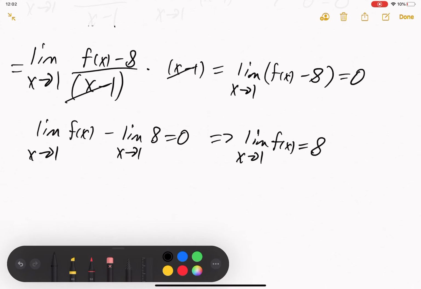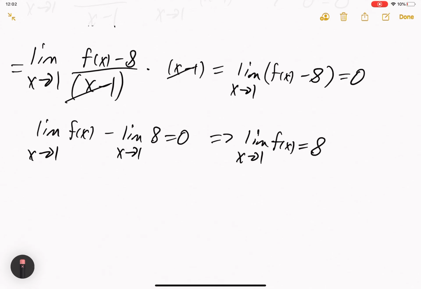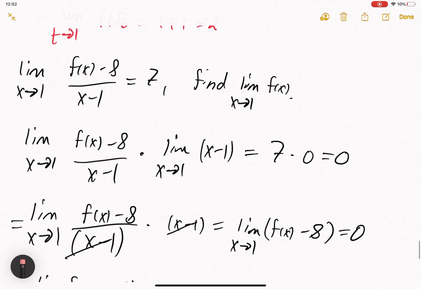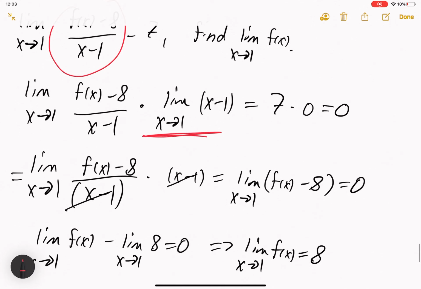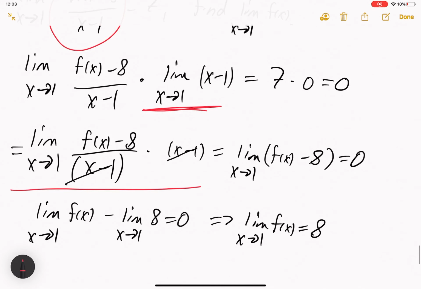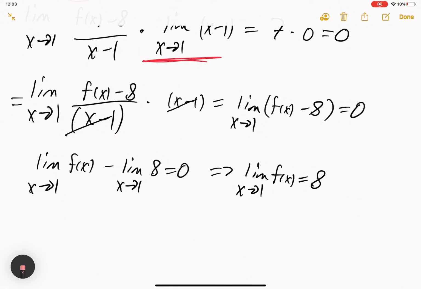Let me just be mindful of what's going on again. Here we had this limit, but we want to get rid of this x - 1 on the bottom. So what we can do is multiply it out. We multiply by the limit as x goes to 1 of x - 1, and we know that this is equal to 7 times 0, which is equal to 0. The reason we multiply by this x - 1 is so we can write it as the limit of the product. When we do the product, the x - 1s cancel, and that just leaves us with the limit as x goes to 1 of f(x) - 8 is equal to 0.